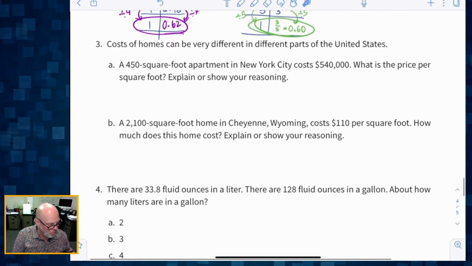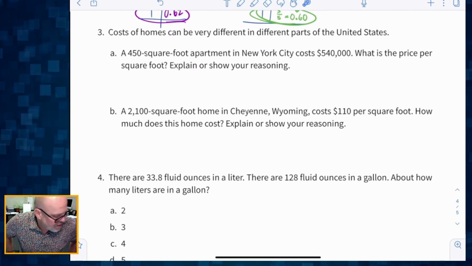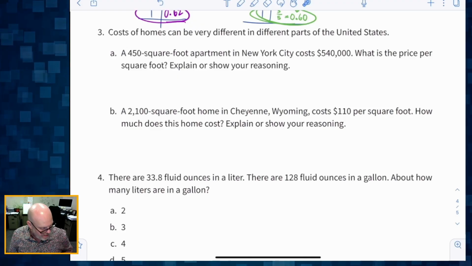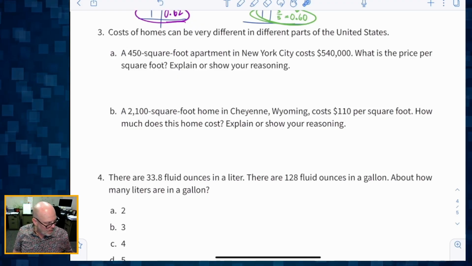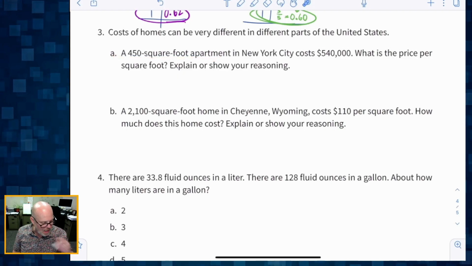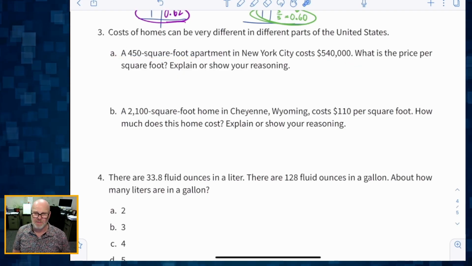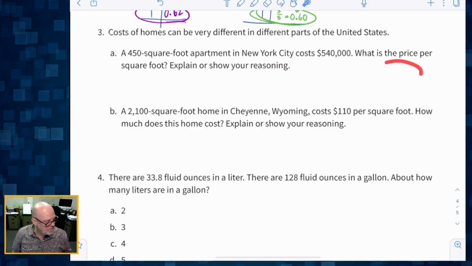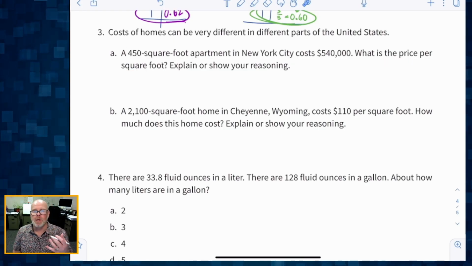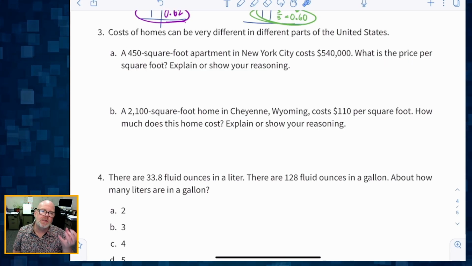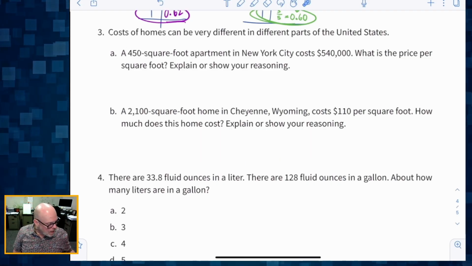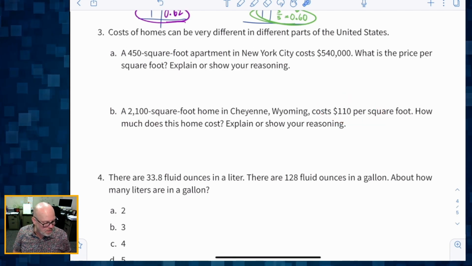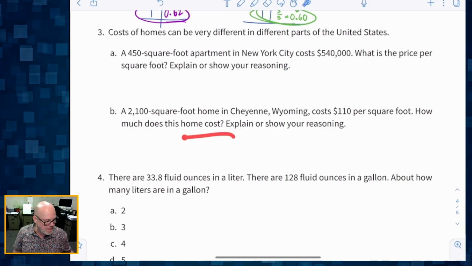All right, question 3. The costs of homes can be very different in different parts of the United States. We've got a 450 square foot apartment costing $450,000. That's a lot of money. What is the price per square foot? So I want to know how much money does it cost for 1 square foot? And then we've got a 2,100 square foot home costing $110 per square foot. How much does this home cost?